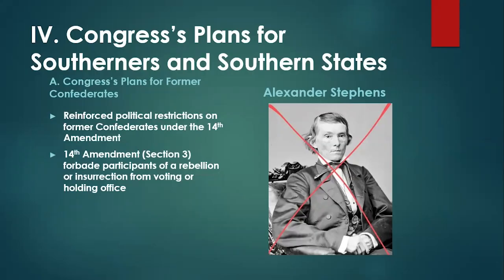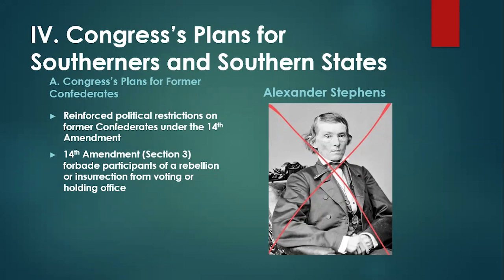But in addition to doing things like granting citizenship for all people born or naturalized in the United States, regardless of race, one thing included here in the 14th Amendment in Section 3 was that no individuals who have participated in a rebellion or insurrection are able to vote or hold public office.